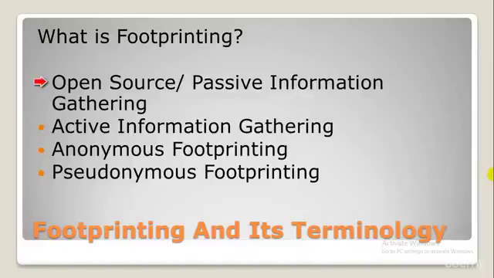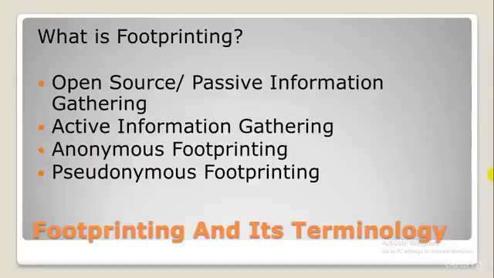Open source or passive information gathering is the first one. Open source or passive information gathering, PIG, that's what I call it. It is the easiest way to collect information about the target organization. It refers to the process of gathering information from open or publicly available sources such as newspapers, television, social networking sites like Facebook, Twitter, Orkut, or blogs, etc.